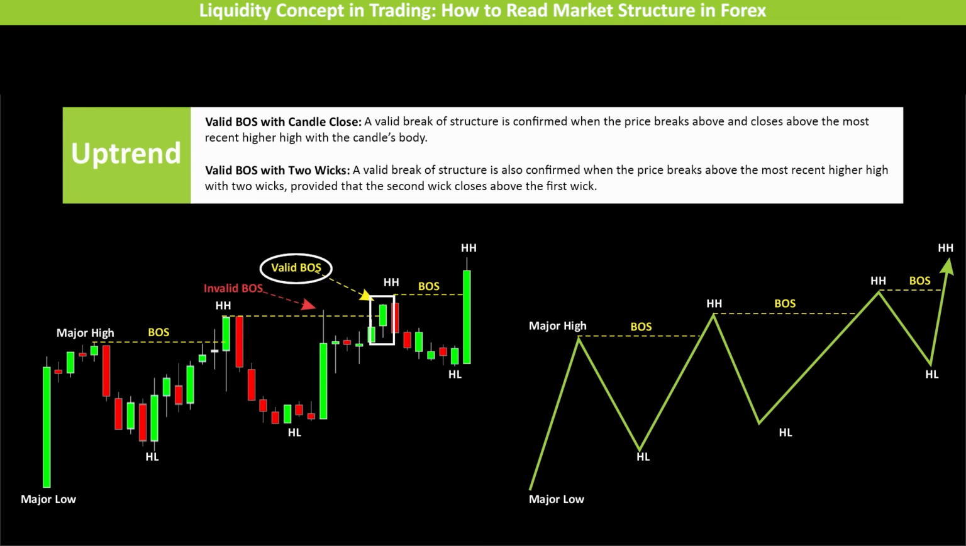Let's dive into these key points and rules. A valid break of structure is confirmed when the price not only breaks, but also closes above the most recent higher high with the candle's body. This validation holds even if the price retraces downwards immediately after the break. In such instances, the market establishes a new major high and major low, defining a new trading range.